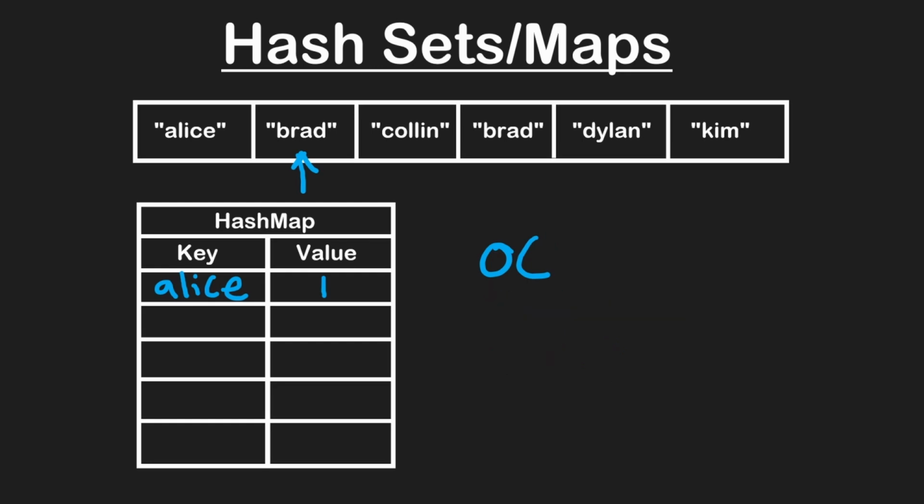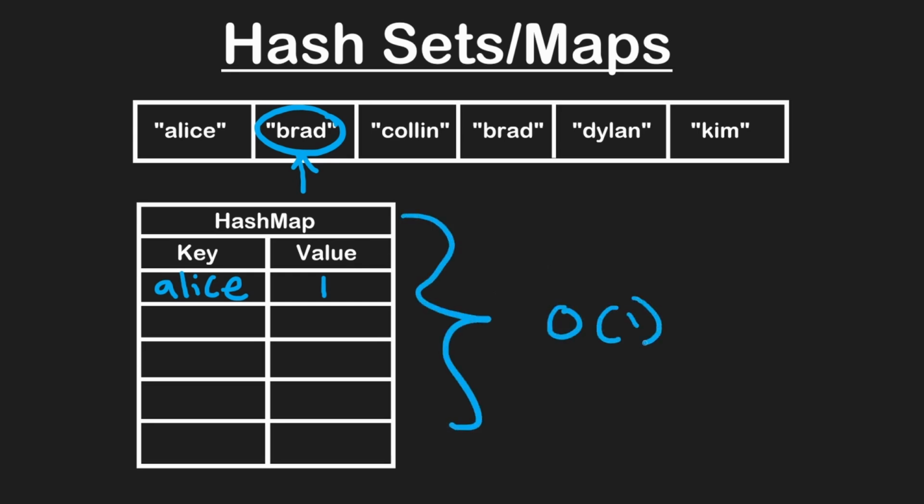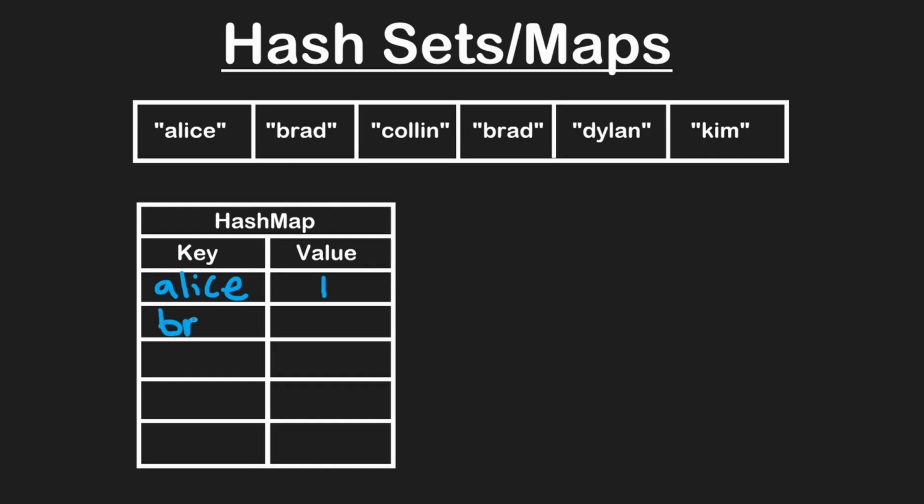So now we're going to get to the second name, Brad. We're going to search for it in our hash map. That search is going to be O of 1. It doesn't exist. So we're going to do the same thing with Brad. We're going to add it as a key, and the value initially is going to be 1. We're going to get to the third name, Colin, and do the exact same thing. Colin is also now added to the hash map. The count of it is 1.